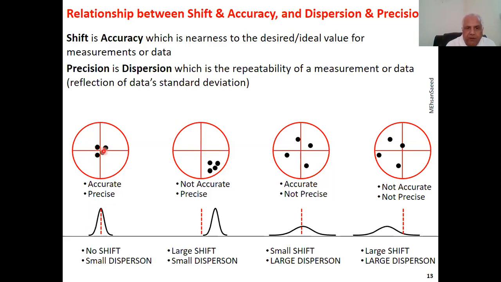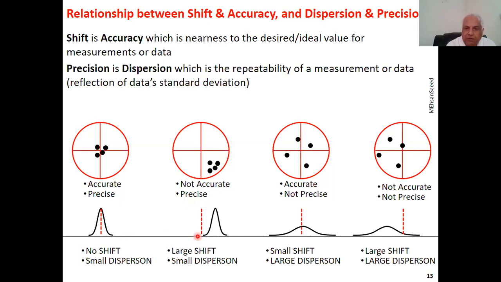Come here. The same bullets, but they are found over here. So what is the mean? The mean is over here. That means the mean is displaced. So there is a large shift. But the shoot is very nicely grouped together. The data is very close to each other. The dispersion is very small. Small dispersion means, again, it is a precise shoot, but because the mean is away, it is not accurate. So this is a case of no accuracy, but precision.